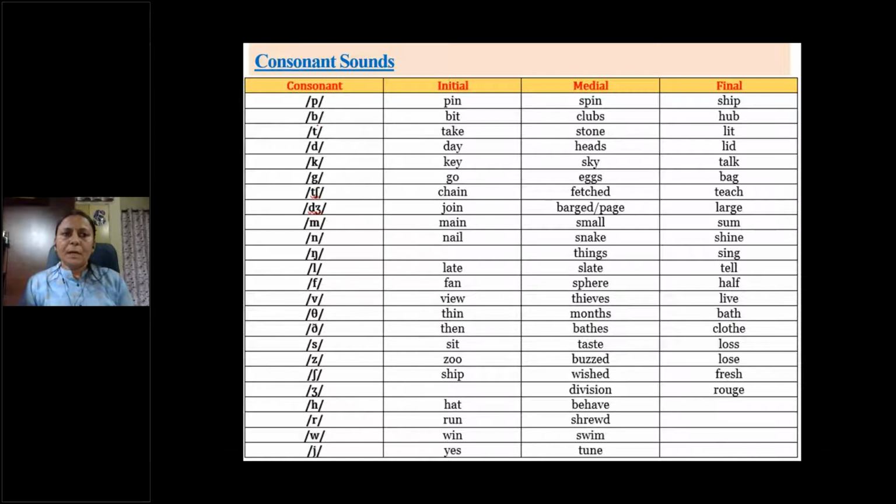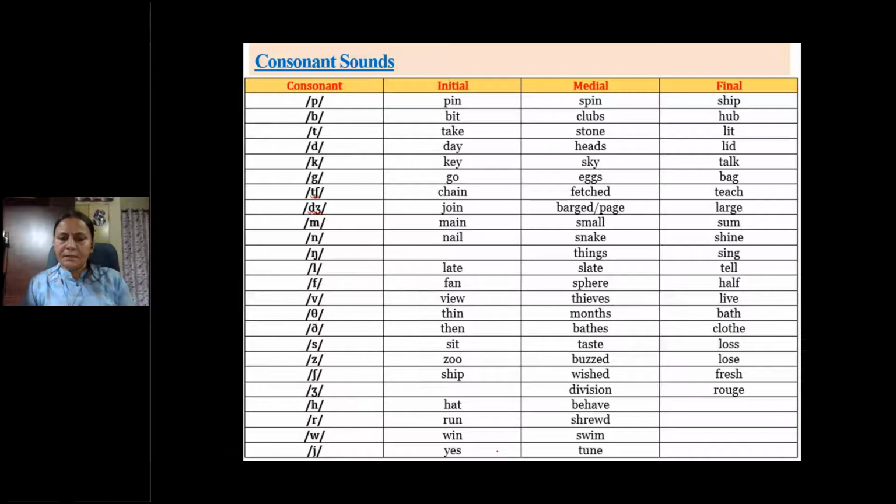P, b, t, d, k, g, ch, j. This is the j sound. M, n, ng, l, f, v, th, s, z, sh, h, r, w, y. This is the symbol of the y sound.